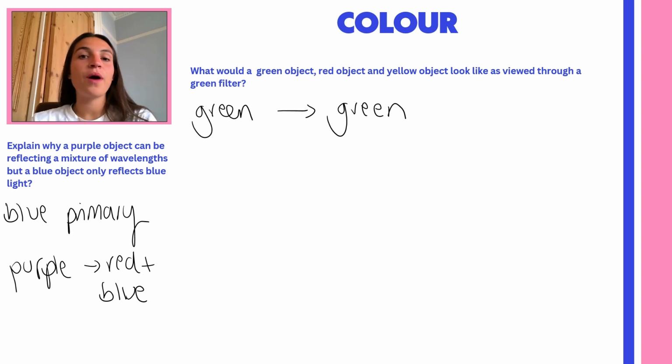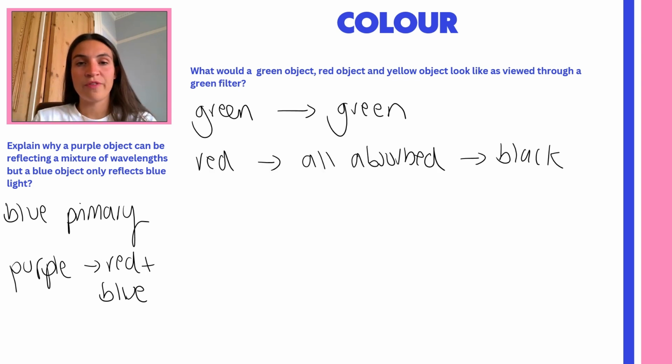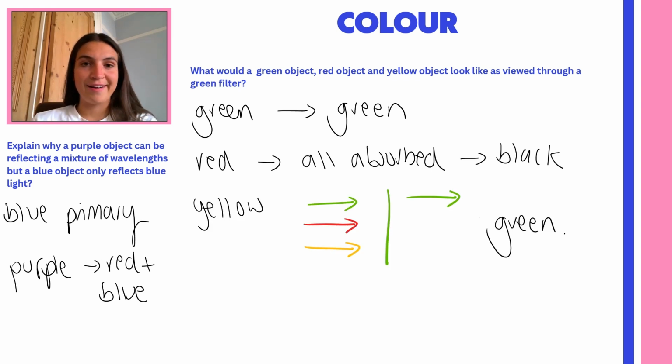However, if you put a red object behind it, that green filter will actually absorb all of that red light. So no light will make it through the filter, and that will make your red object appear black through the green filter. But what about something that is yellow? Now, yellow is not one of our primary colours of light, so an object that is yellow can be reflecting yellow light, but it can also be reflecting a mixture of green and red light.